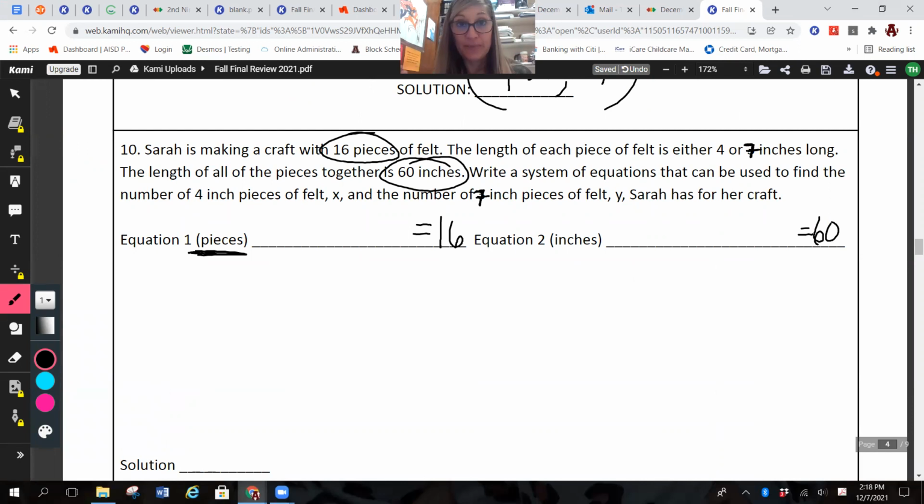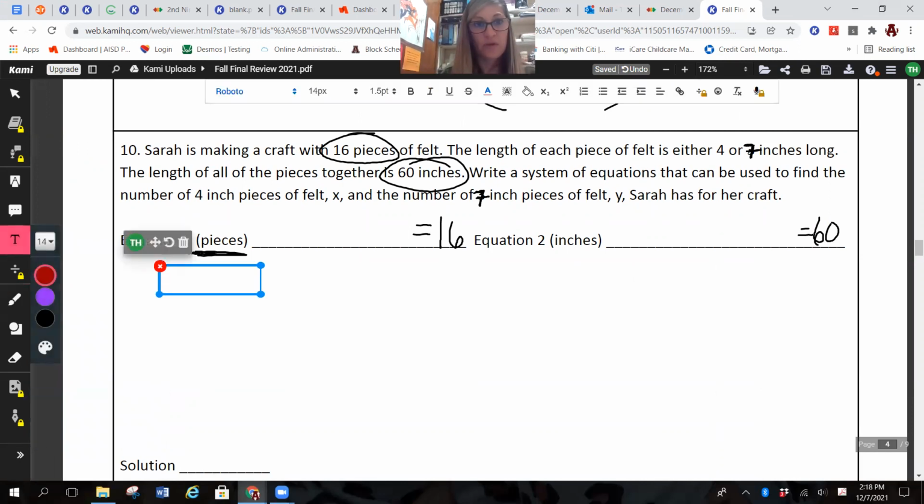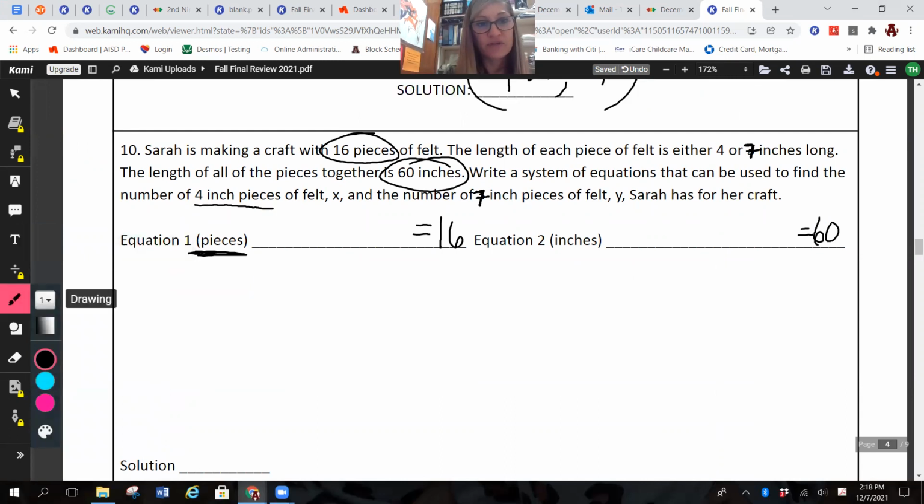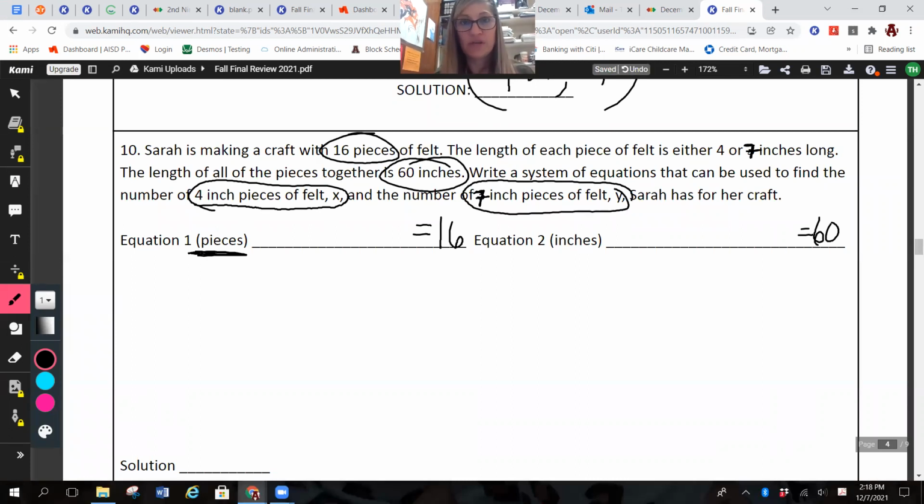Okay, how many pieces? First, let's define our variables. We're going to let X represent 4-inch pieces. We're going to let Y represent 7-inch pieces. I don't know how many 4-inch pieces there are. I don't know how many 7-inch pieces there are. Together, though, there's 16 pieces.